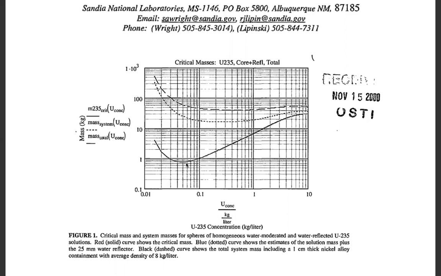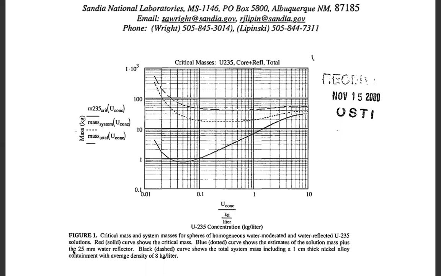Here the y-axis shows the solid curve, which is the critical mass of U235 in the concentration. The others are the system and the total. So this is the curve that we need to look at, this one. You can see that after a certain concentration, the critical mass begins to rise because of leakage, because of competing effects of fission and leakage. So obviously, there is some point over here which you need to search for.